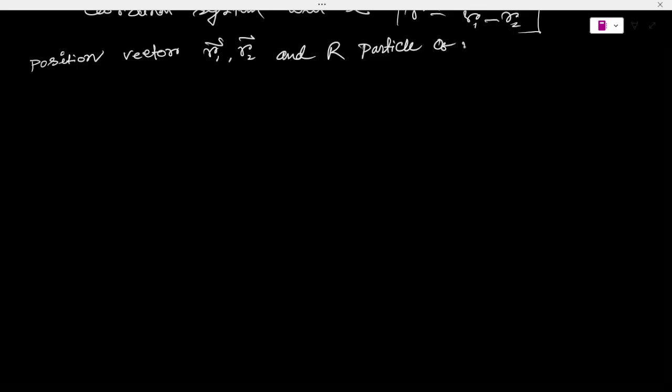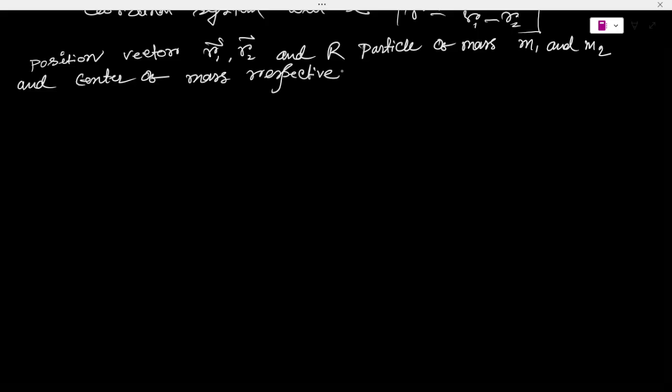The position vectors will be r1, r2 and r, for particles of mass m1 and m2 and the center of mass respectively.